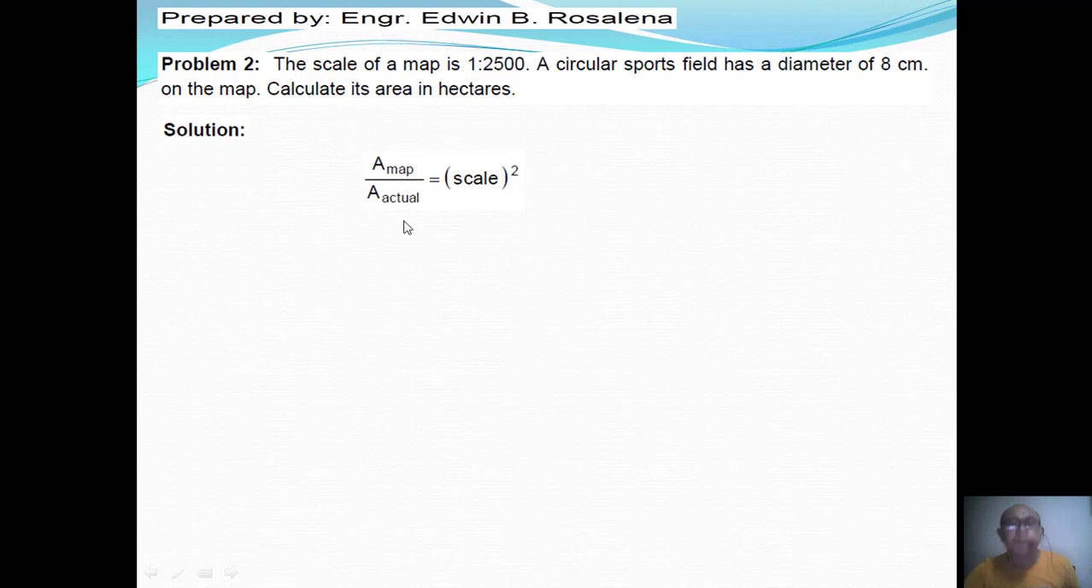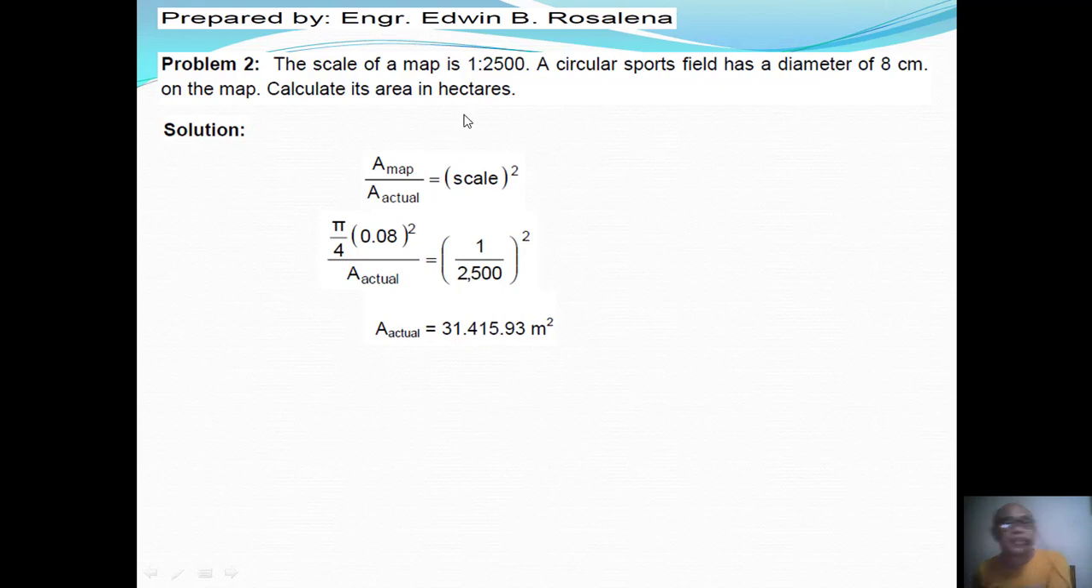Okay. So we can have the proportion. The area in the map is to the actual area equal to the scale squared. Because the scale is the ratio of the corresponding parts of the map to the actual, this is a linear proportion. So we have the ratio of the areas, map to actual, and the ratio of the corresponding parts, the scale, we square it. We can solve for the area in the map because we are given the diameter, 8 cm. I will convert 8 cm into meter, 0.08. Then 1 is to 2,500 squared. So I can solve for the actual area in square meters, but I will convert it into hectares. 1 hectare is 10,000 square meters. So we can solve for the answer, 3.14 hectares.